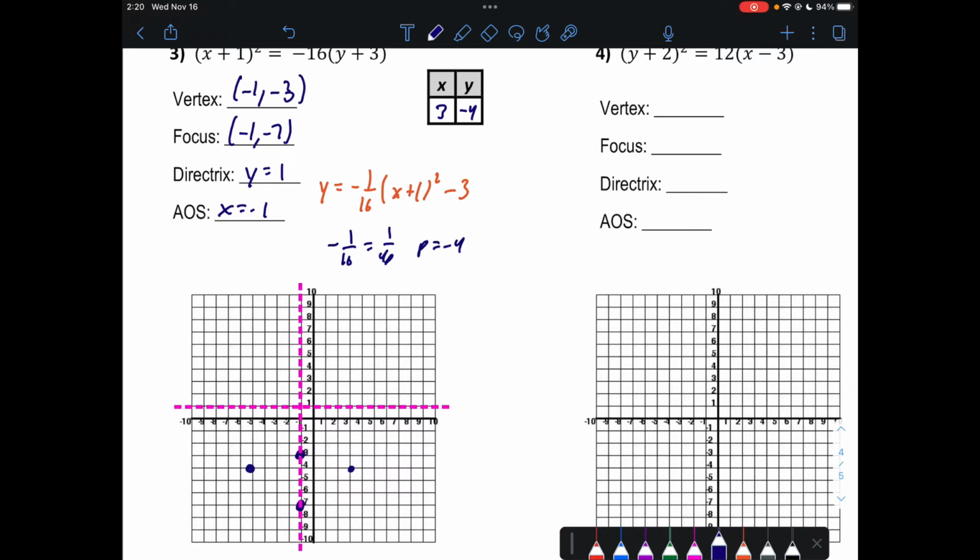Another one, maybe let's put in 1. So 2 squared is 4. Negative 1/16 of that is negative 1/4. Minus 3 is negative 3 1/4, so negative 3.25. So 1, negative 3.25, and then negative 3, negative 3.25. It's going to be a nice and wide parabola here.